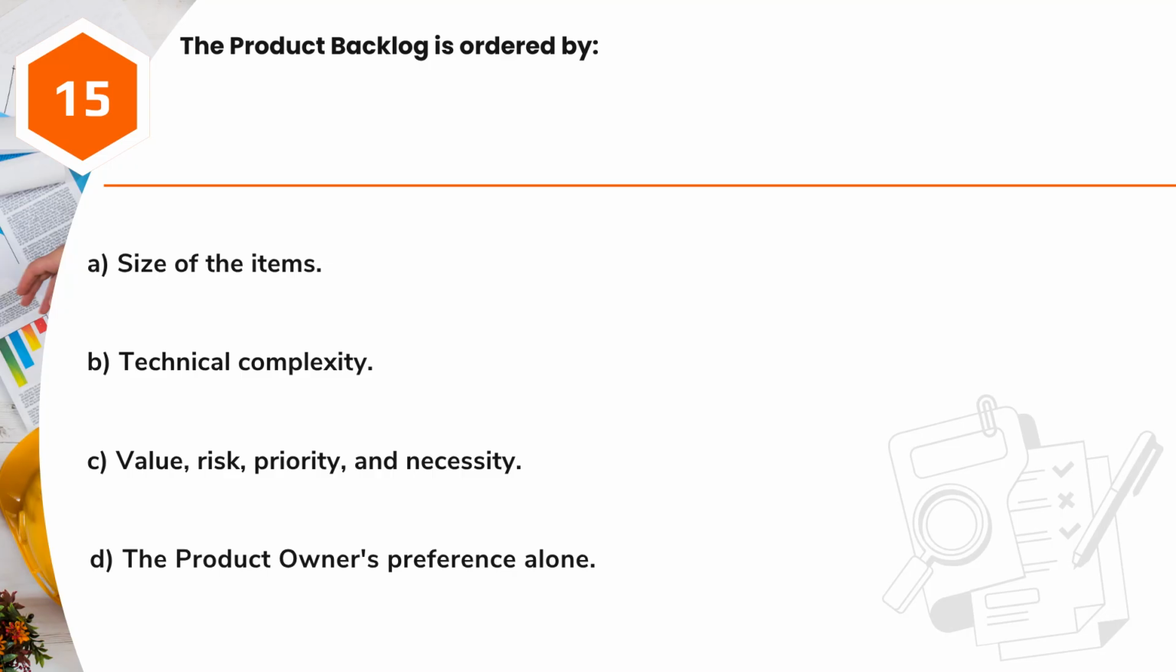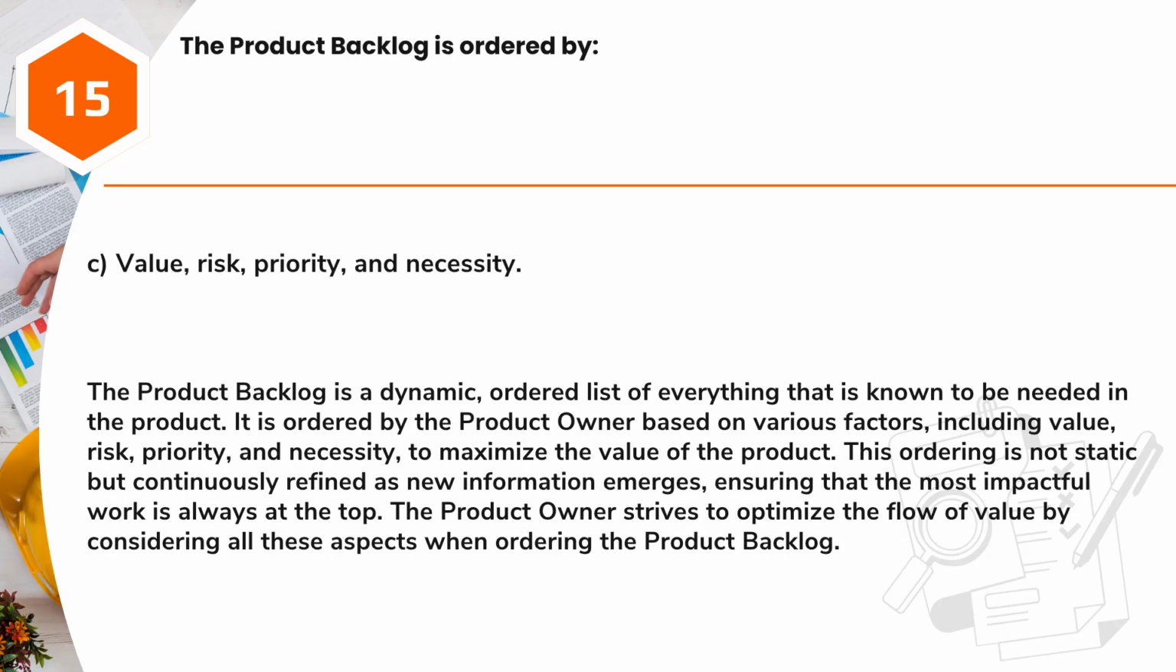Question 15. The product backlog is ordered by A. Size of the items. B. Technical complexity. C. Value, risk, priority, and necessity. D. The product owner's preference alone. Answer: C. Value, risk, priority, and necessity.